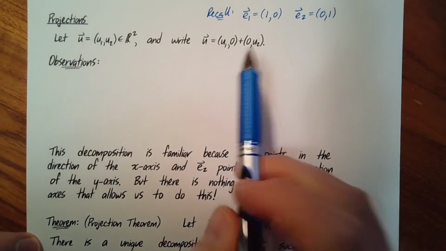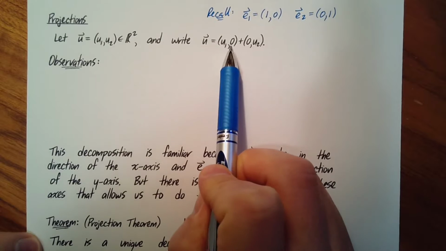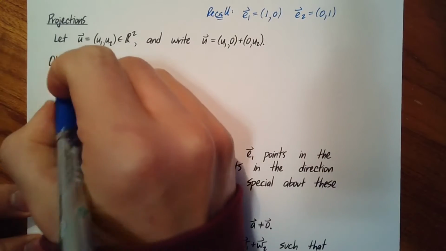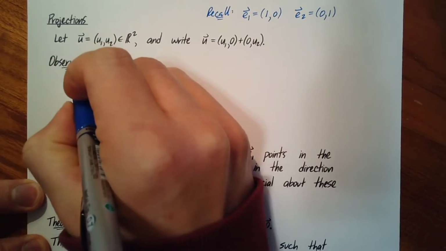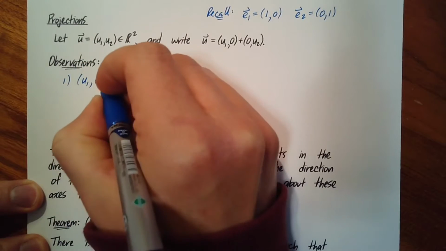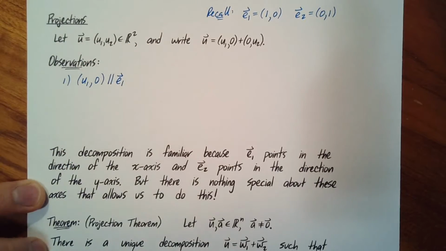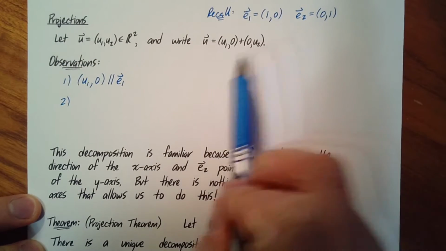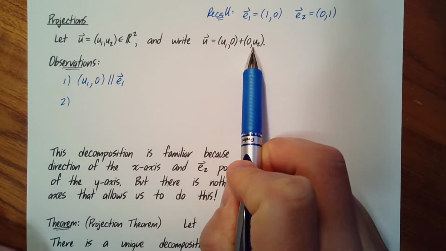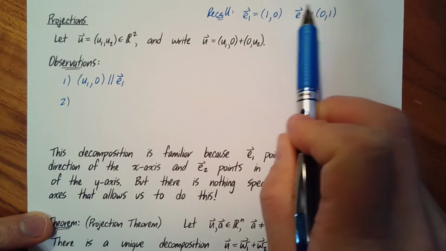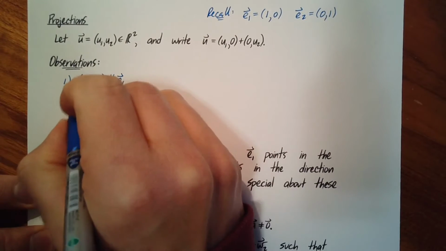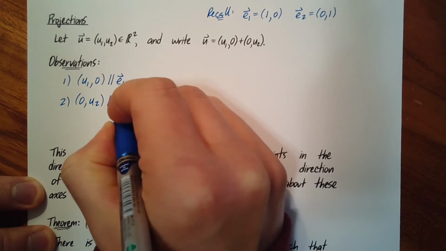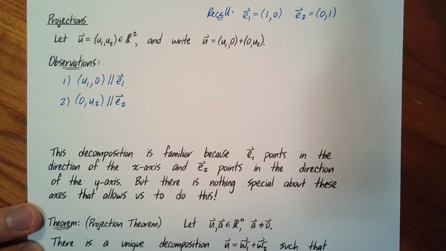So what you find is that this first vector that has u1 and a 0 is exactly equal to u1 times the standard basis vector e1. So that's our first observation: this vector u1, 0 is parallel to the standard basis vector e1. And the other observation is that the second vector, 0, u2, is equal to u2 times the standard basis vector e2. So we can say that this vector 0, u2 is parallel to the standard basis vector e2.